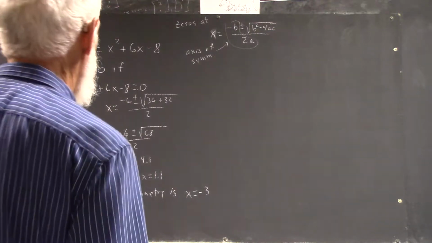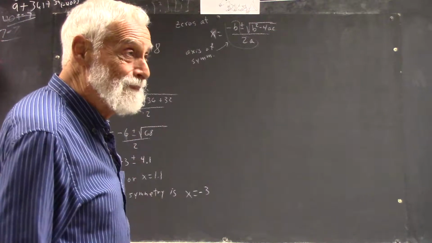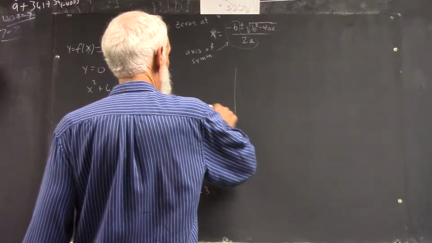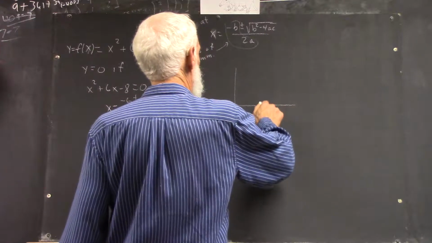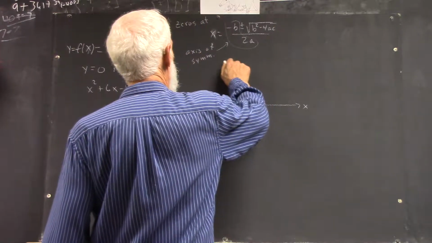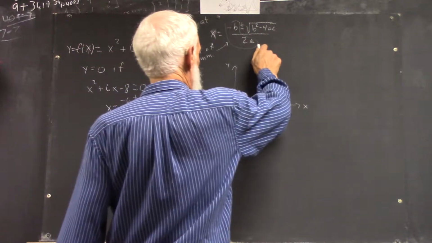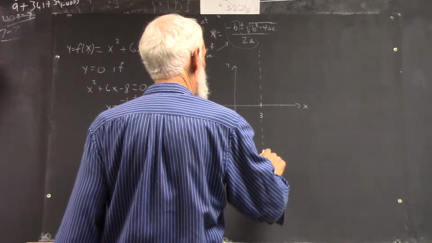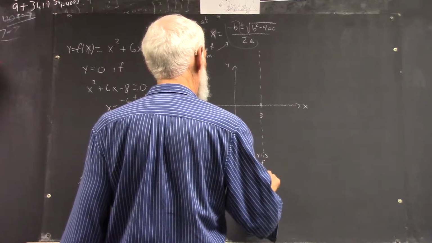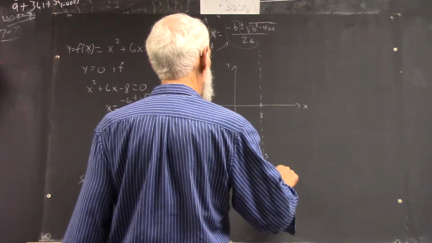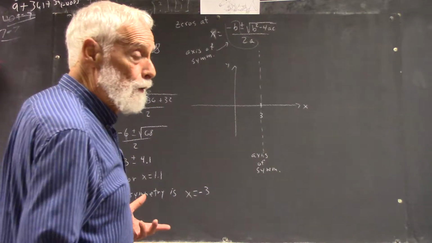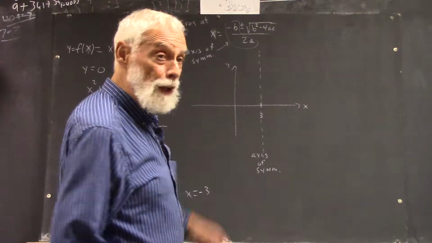Okay, so now we've got all kinds of information about this silly function. Okay? So we can put it on a graph. We can put x equals 3 here. And here's our axis of symmetry. And we've got 2 zeros, so we know that the graph goes through the x-axis.